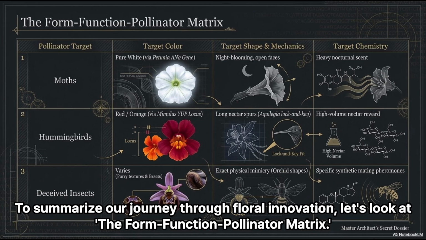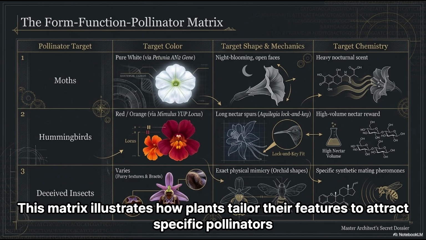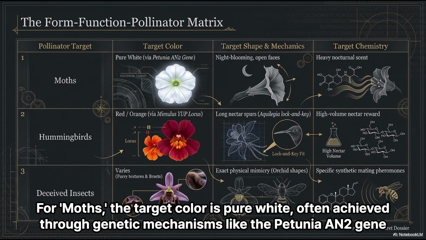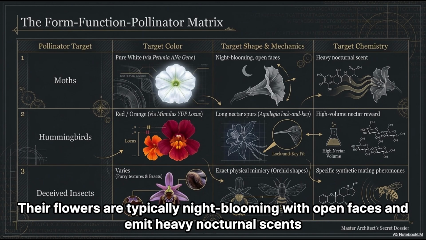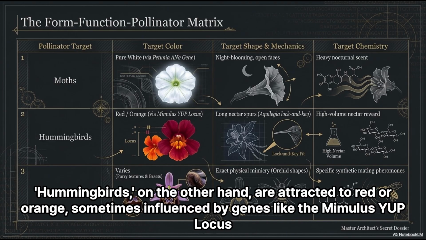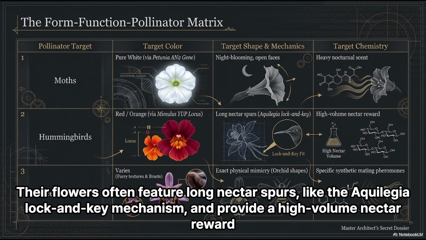To summarize our journey through floral innovation, let's look at the form-function pollinator matrix. This matrix illustrates how plants tailor their features to attract specific pollinators. For moths, the target color is pure white, often achieved through genetic mechanisms like the petunia AN2 gene. Their flowers are typically night-blooming with open faces and emit heavy nocturnal scents. Hummingbirds, on the other hand, are attracted to red or orange, sometimes influenced by genes like the Mimulus cardinalis. Their flowers often feature long nectar spurs, like the Aquilegia lock and key mechanism, and provide a high-volume nectar reward.